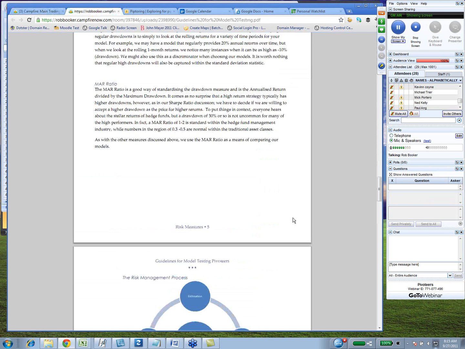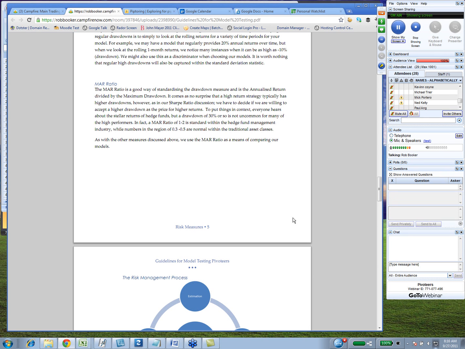The MAR ratio, I guess I'm going to call this the MAR ratio. This was new for me, and I want to talk about it next. Kenrick can elaborate upon this in a moment. The MAR ratio is a good way of standardizing the drawdown measure. It is the annualized return divided by the maximum drawdown. So you take the annualized return that the system might produce divided by the maximum drawdown.